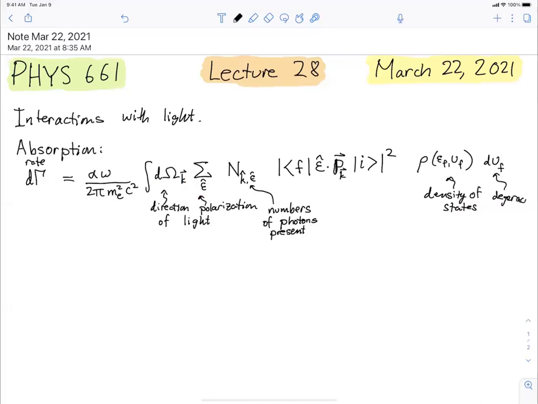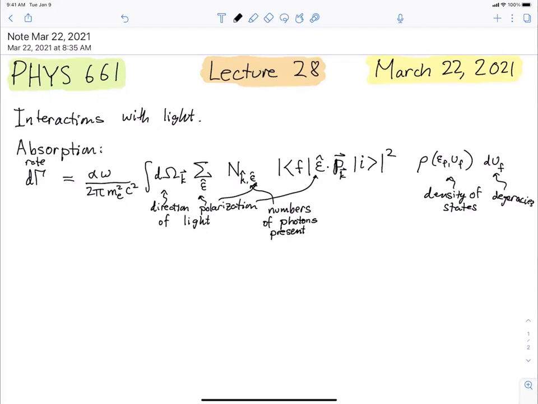Professor, I'm sorry to disturb you again. Right next to the K, the large N, number of photons present, is that the same epsilon that's everywhere else, or is that different? That's also the same epsilon, yes. Okay, thank you.